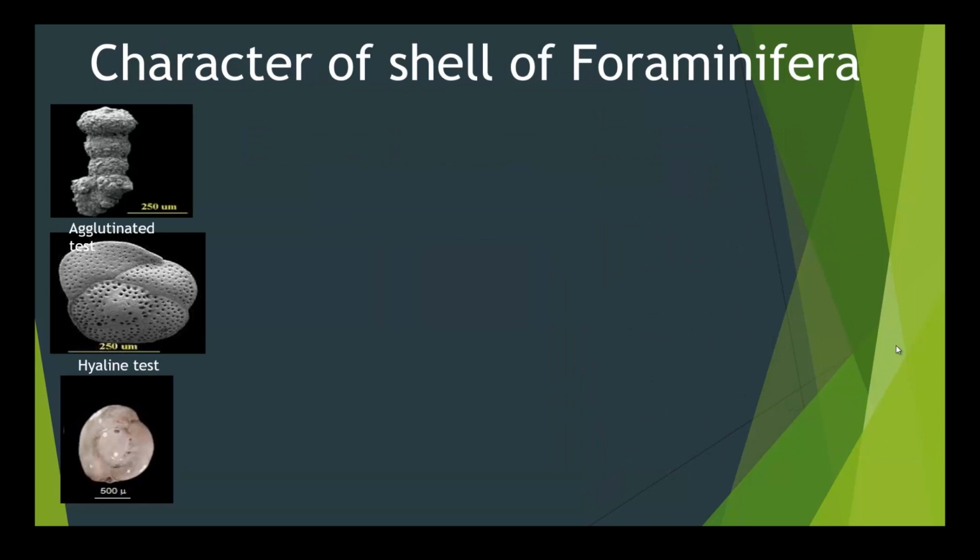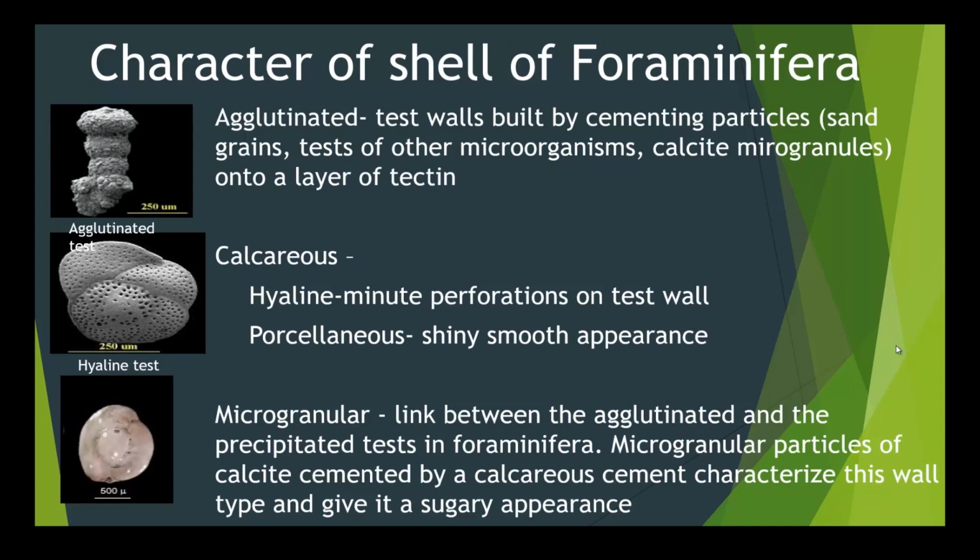Forams can be classified based on their character of shell. As we mentioned before, the shells can be agglutinated, calcareous or microgranular. The agglutinated test walls are built by cementing particles onto a layer of tectin. The cementing particles may be sand grains, tests of other microorganisms or calcite microgranules. The calcareous forams are actually of two types. They may have hyaline tests which have minute perforations on the test wall, or the tests may be porcelaneous. These porcelaneous tests have a smooth, shiny appearance.